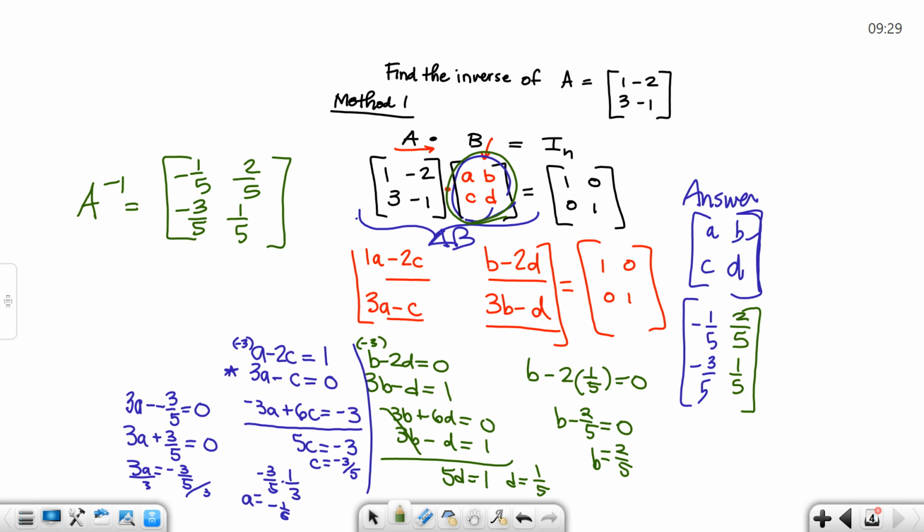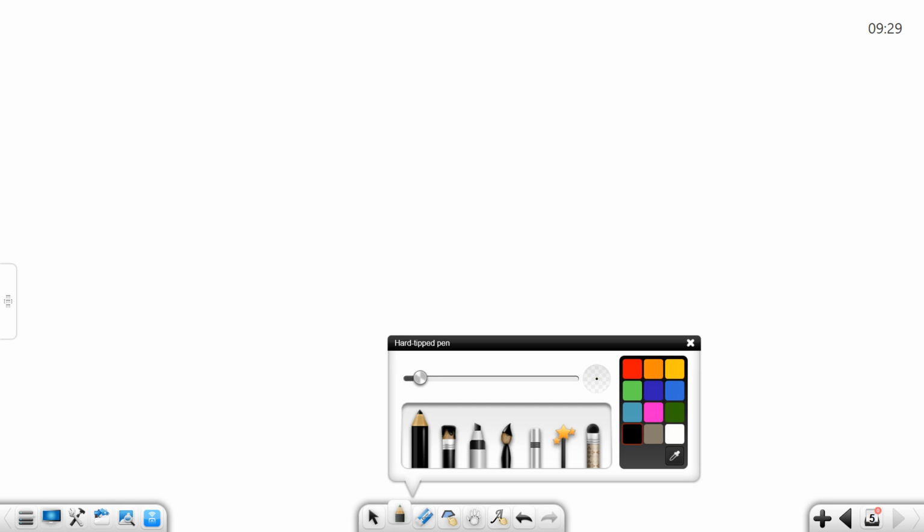All right, so that's the first one. Now we're going to do it a second way. We're going to get that green answer every time. We're doing the same problem 3 times. So here's the second way. Find the inverse.